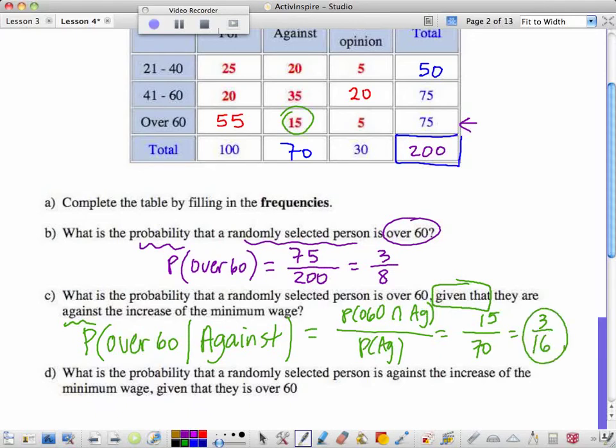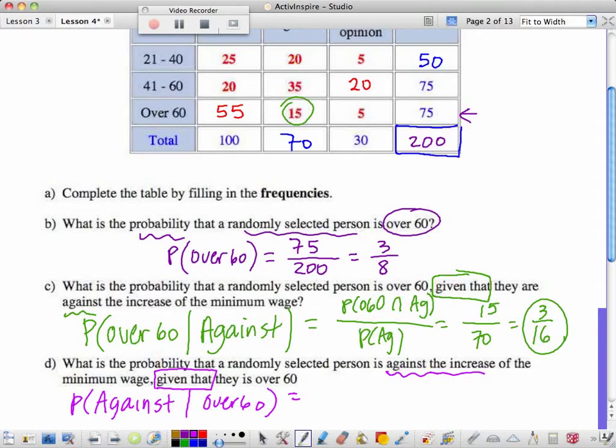Okay, let's look at letter D. It's slightly different. What is the probability that a randomly selected person is against the increase of minimum wage, given that they are over 60? So I'm reversing this. So I'm going to say against first, given that over 60. So I'm trying to keep my table which way, so I kind of haven't scrolled down a little bit. So this time it's probability of against intersecting over 60 divided by probability of over 60.